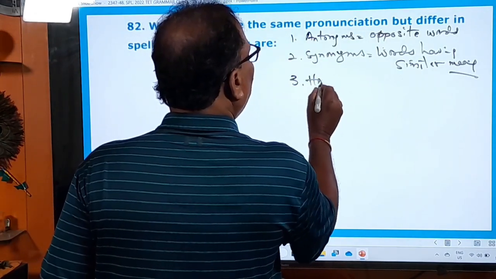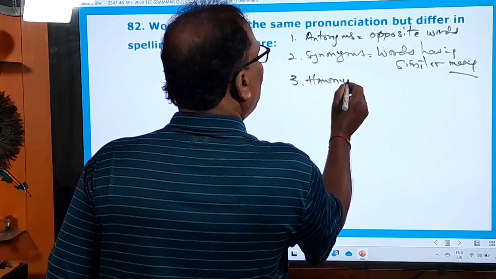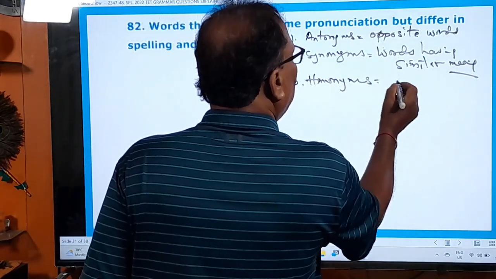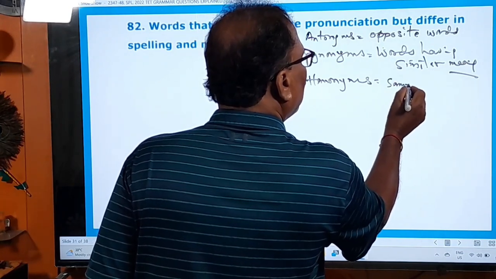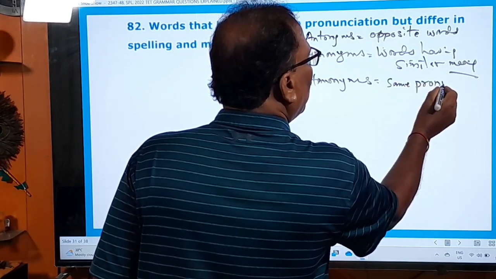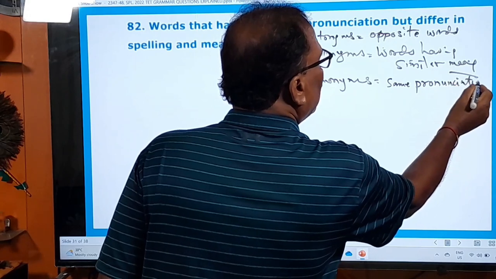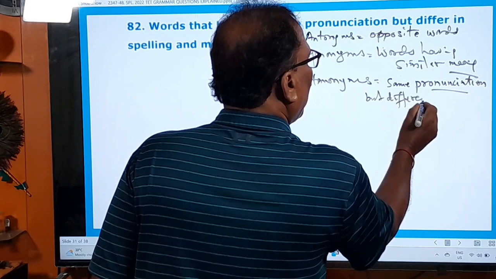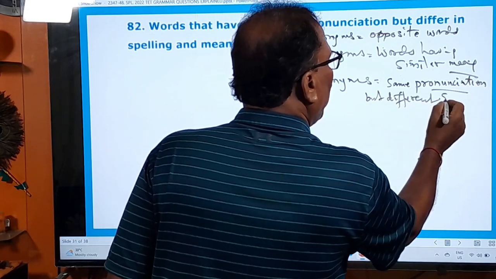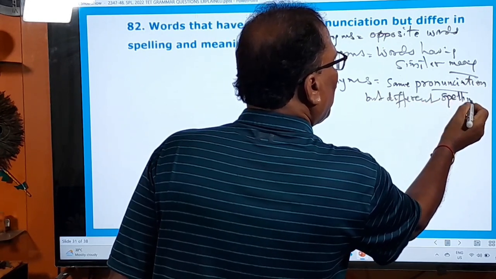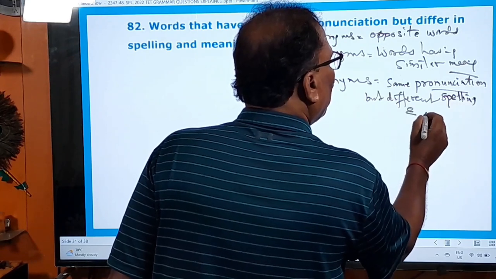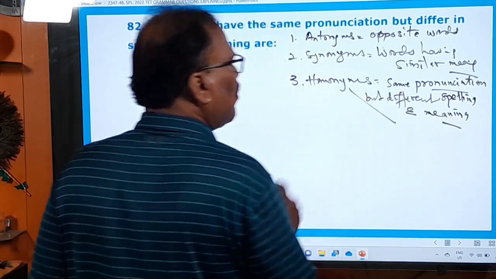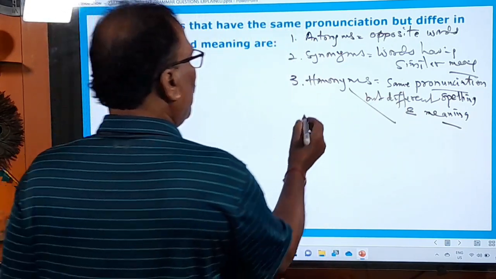What is the third one? Homonyms. Homonyms means words having the same pronunciation, but different spelling and different meaning. Please keep this point. So these are called homonyms.